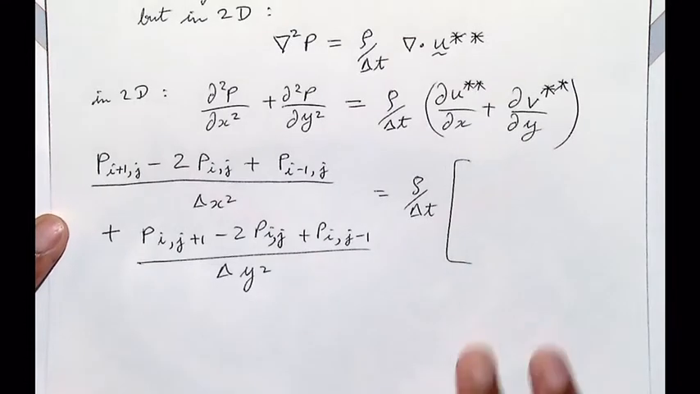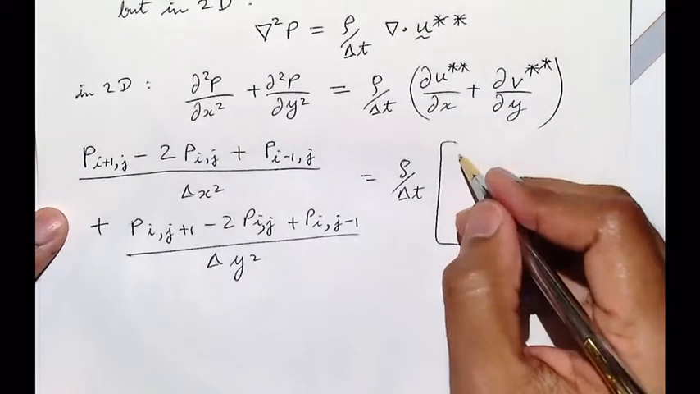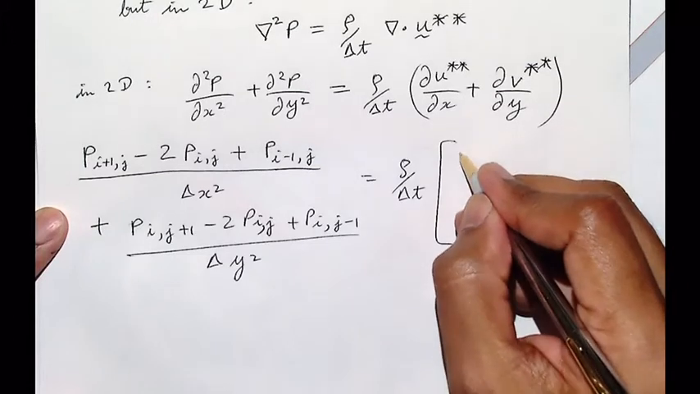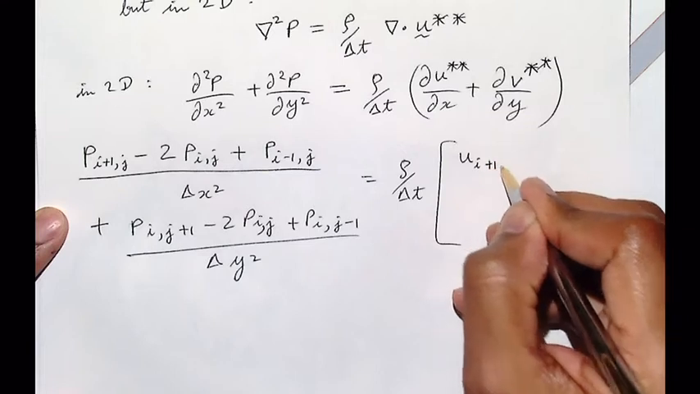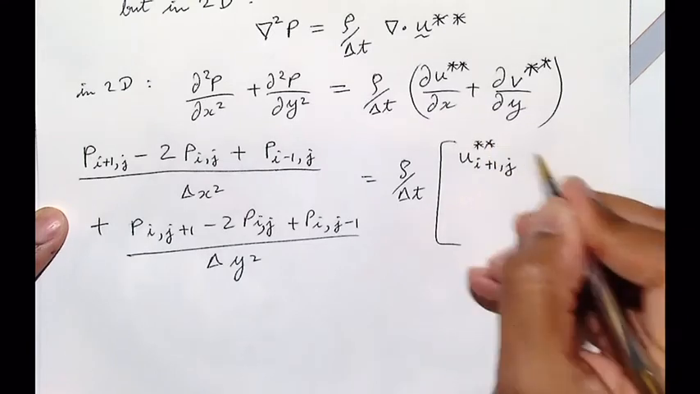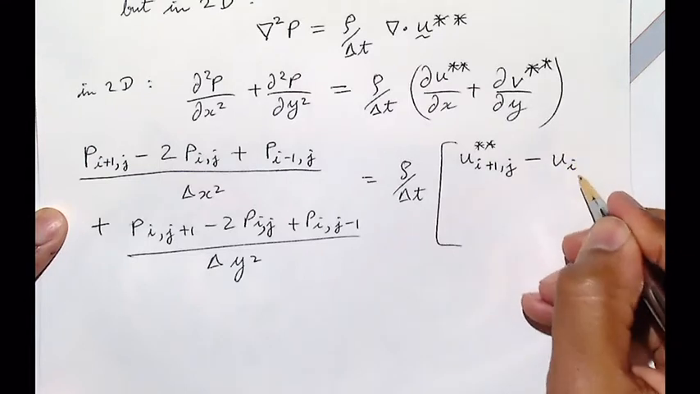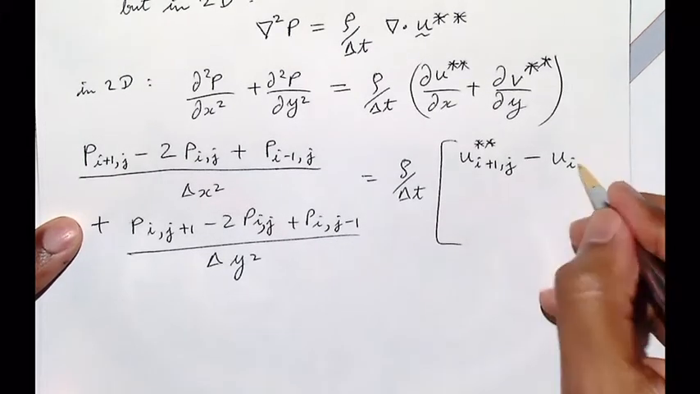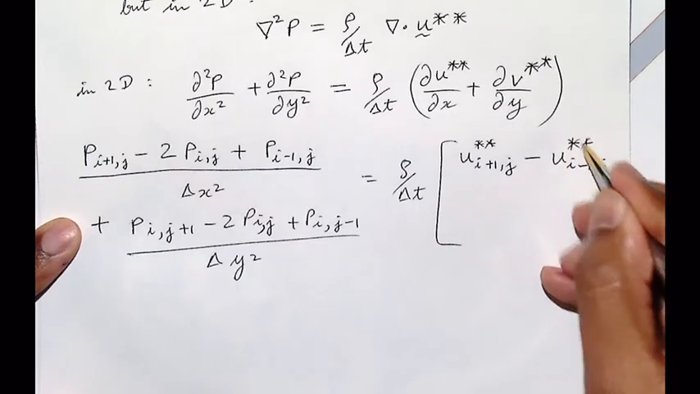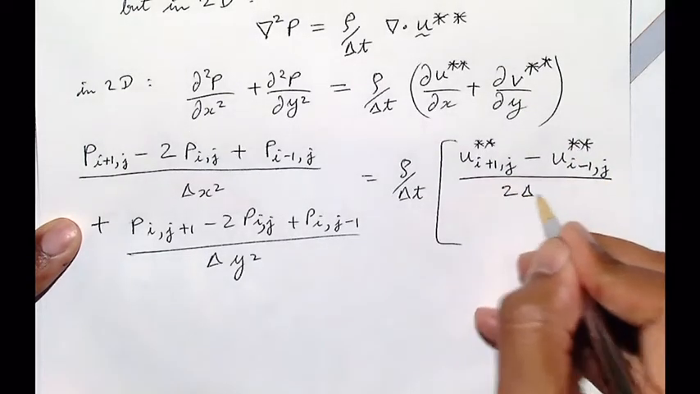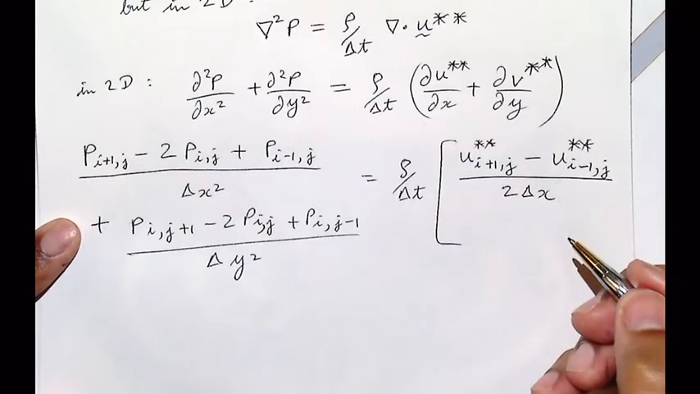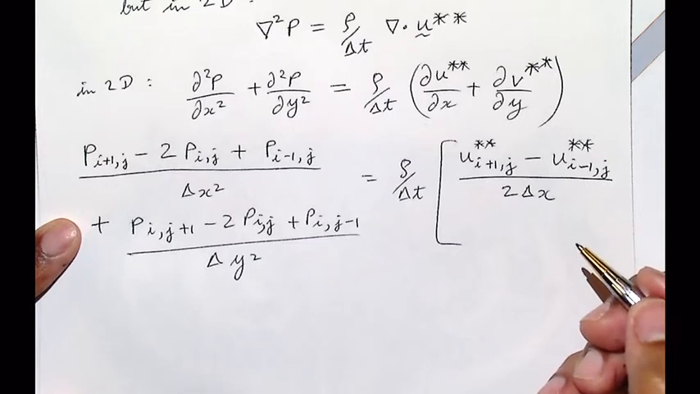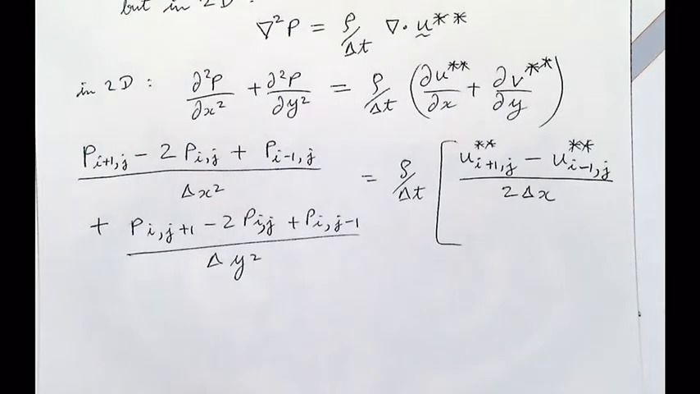And the right side is u i plus 1, j star star minus u i minus 1, j star star over 2 delta x. You want second order? Yes, let's do second order. Was there a question? I just say that there should be a time component for the u. That should be n plus 1 of that minus n of that, because there's a delta t outside.